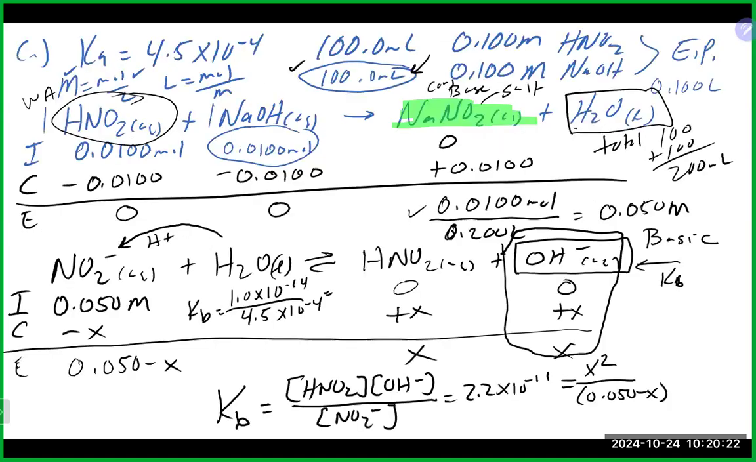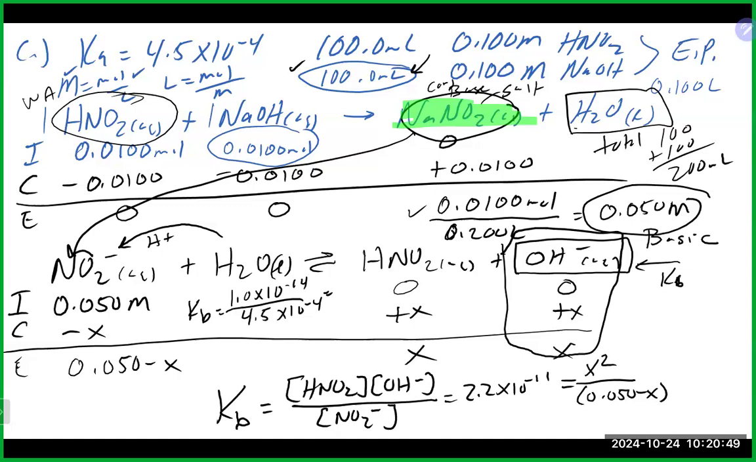I got it from the first ice table. It's the moles and then dividing by the total volume at that point. So we started with 100. We added another 100 of the base to get to the equivalence point. So that's 200 milliliters total volume. Other questions? And obviously that right here, which is the sodium nitrite, is basically the source of the nitrite that's coming through and reacting with water at this point.